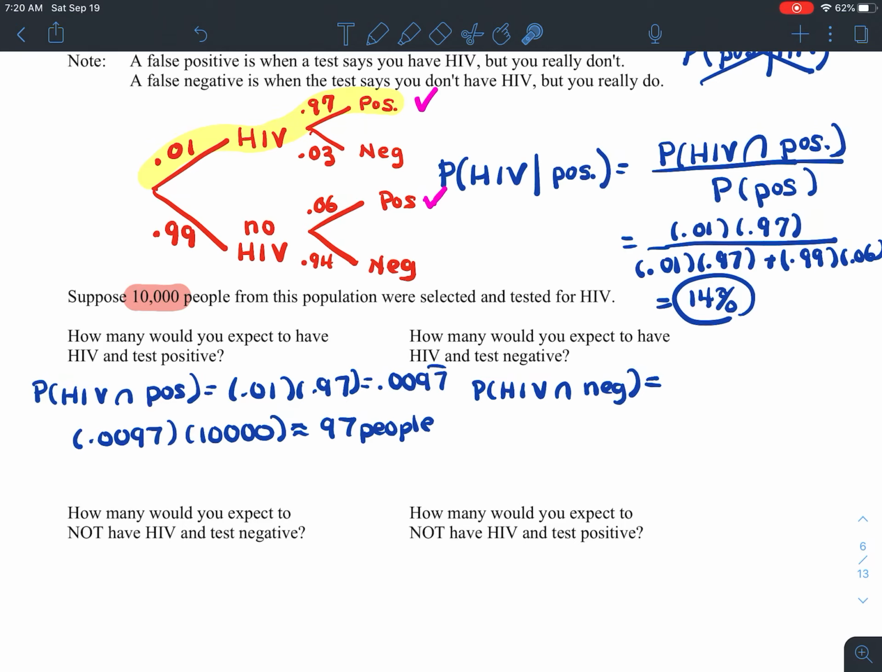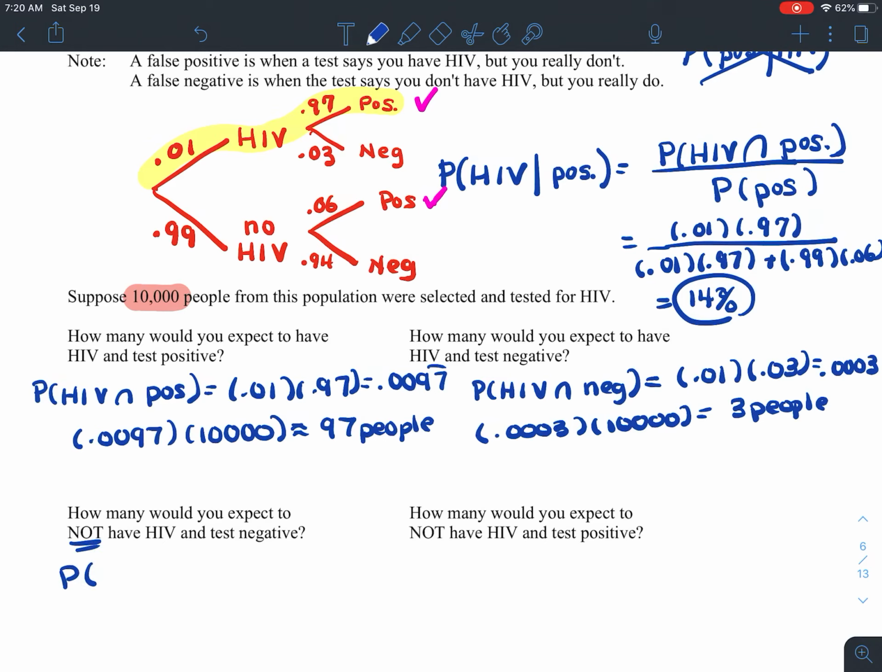How many of the 10,000 would you expect to have HIV and test negative? Okay, so HIV and have a negative test. I'm going to go to my tree diagram and follow through the branches, HIV, but I'm going to go this direction with the test being negative. To get the percentage, that would be 0.01 times 0.03. Okay, there's my probability, and then I will multiply that probability by 10,000 to roughly get that we're looking at about 3 people would fall in that scenario of the 10,000.